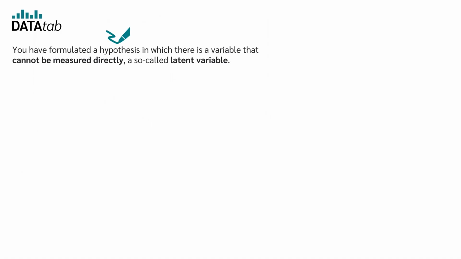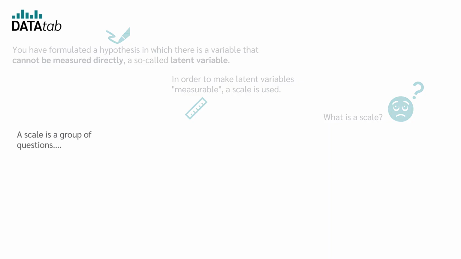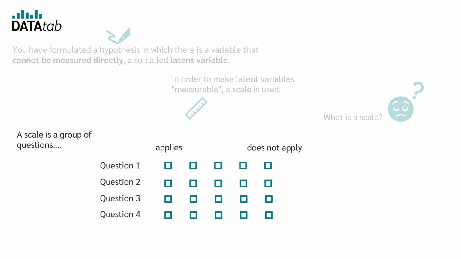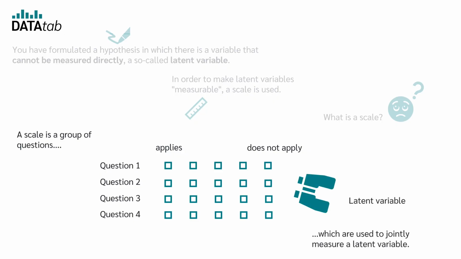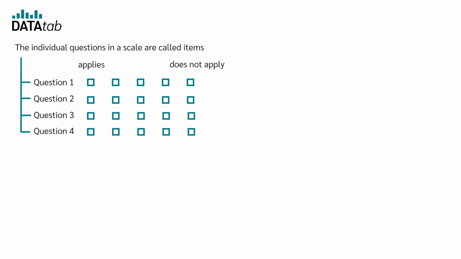Let's say you have formulated a hypothesis in which there is a variable that cannot be measured directly, a so-called latent variable. In order to make latent variables measurable, a scale is used. So now what is a scale? A scale is a group of questions. So for example, question 1 to question 4, which are used to jointly measure a latent variable. The individual questions in a scale are called items.